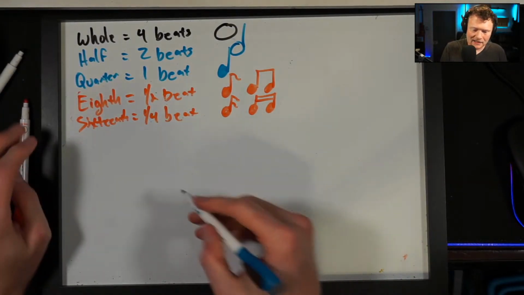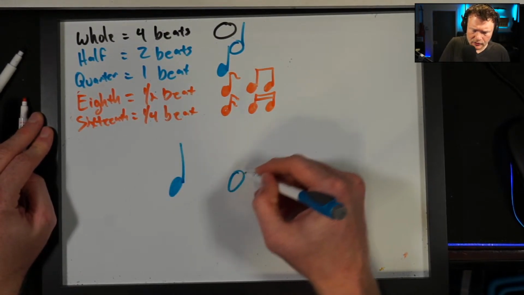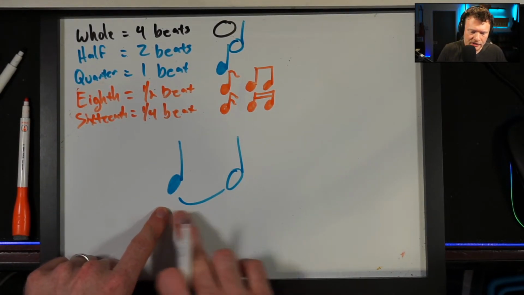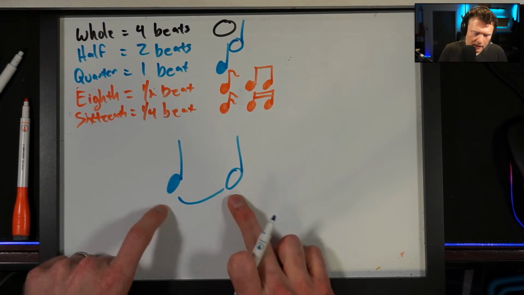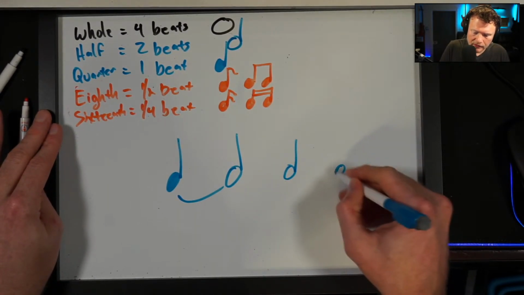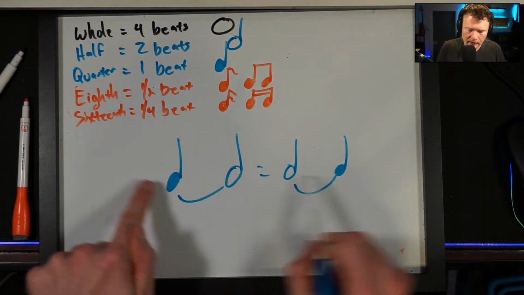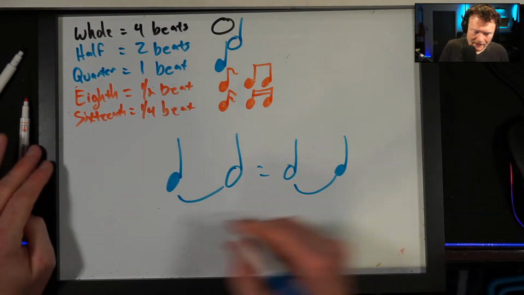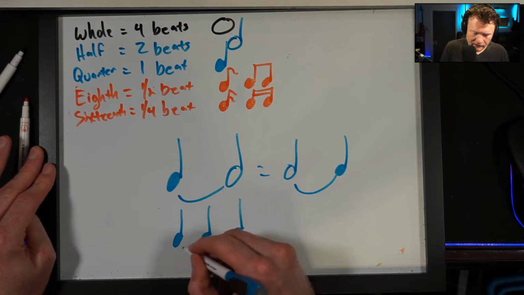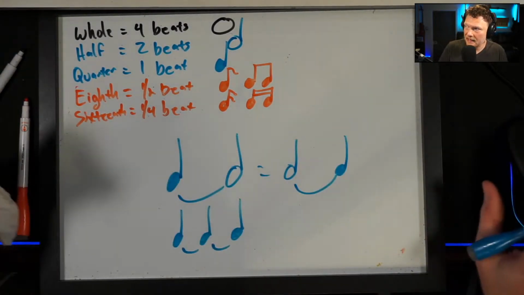You can even tie notes of different values together. So you could do something like this, where you say, I want a note that plays for 3 beats, and you could tie a quarter note to a half note. And in fact, you could do it the other way too. These are actually the same thing, even though they're written backwards. I would never do this, but if you wanted to tie like that, that would be the same. Those are all the same things.